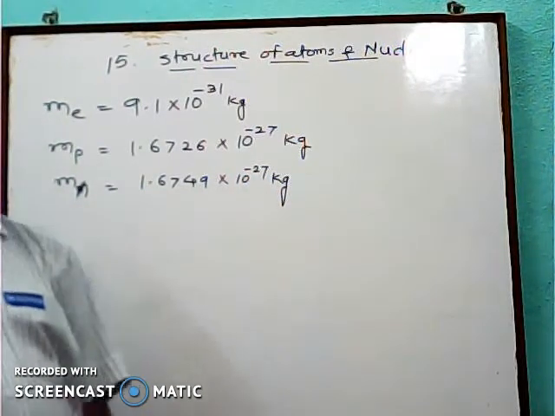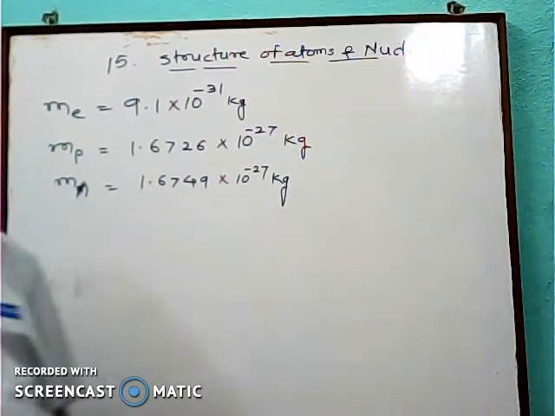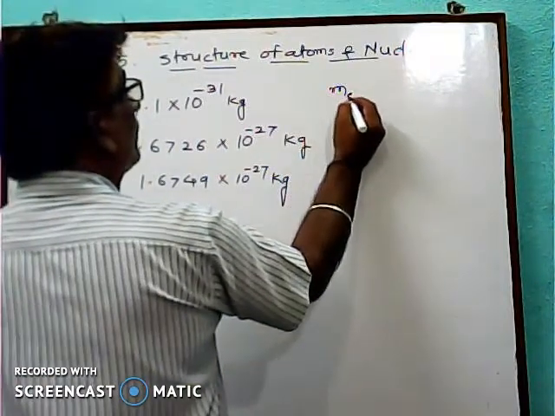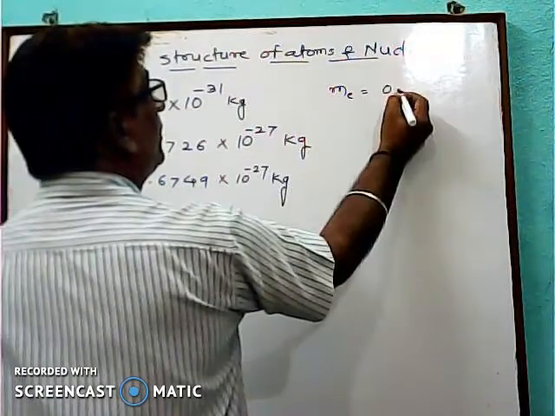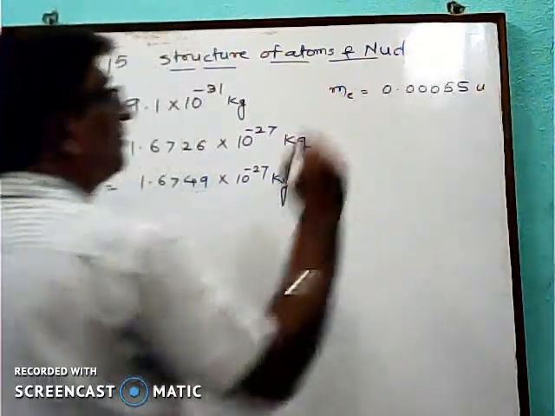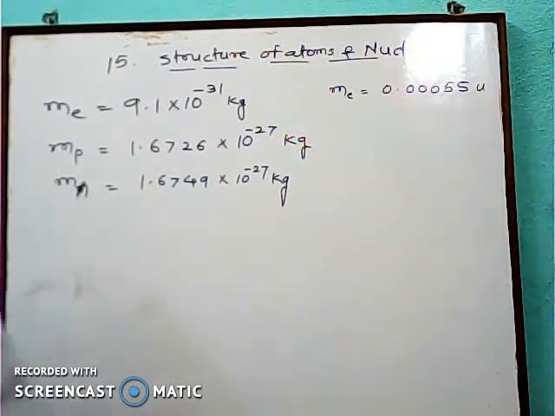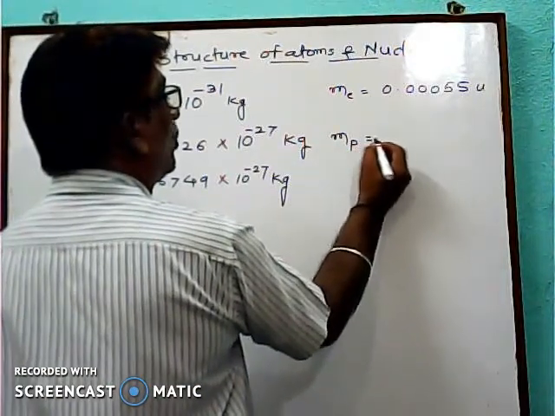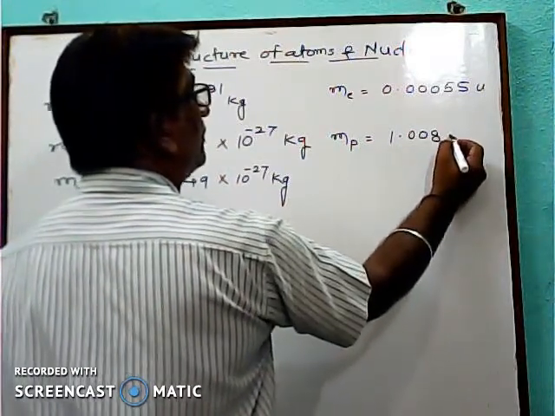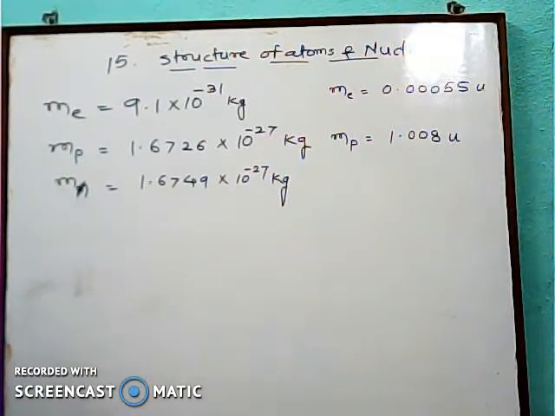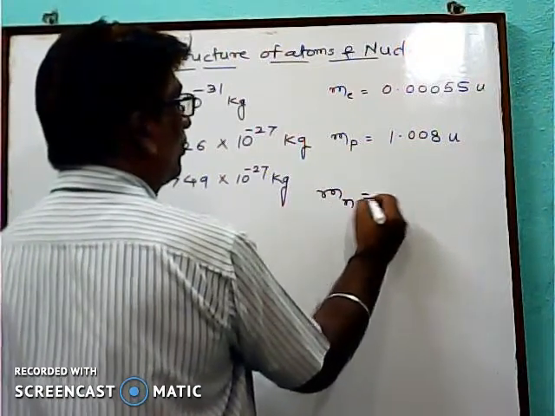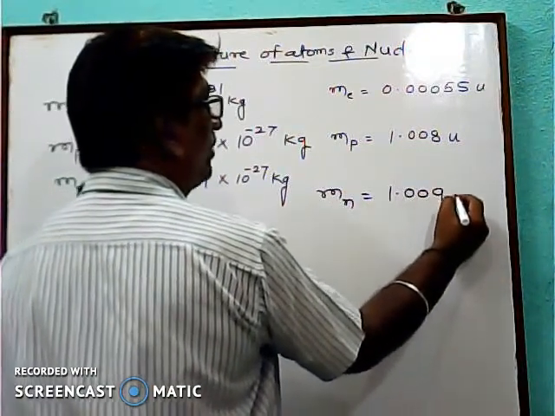Then the second unit for mass of atoms is the atomic mass unit. The mass of electron in atomic mass unit will be 0.00055 atomic mass unit U. The mass of proton will be 1.008 U. Those values are approximate values. And the mass of neutron is 1.009 U.